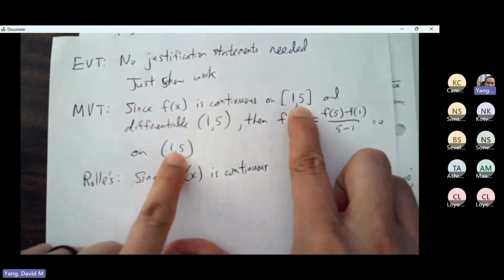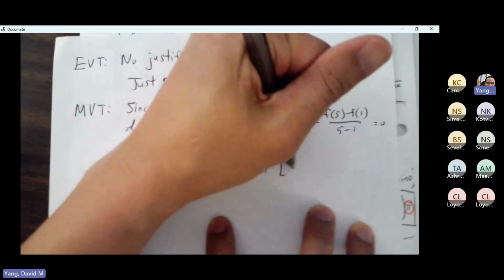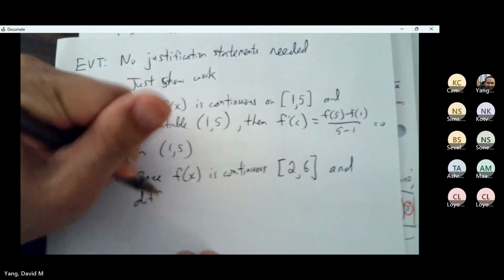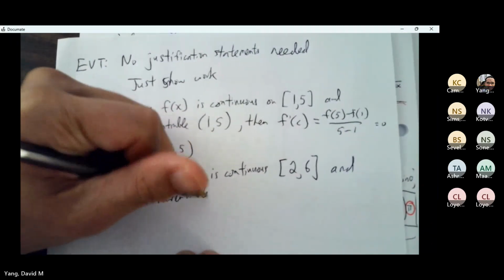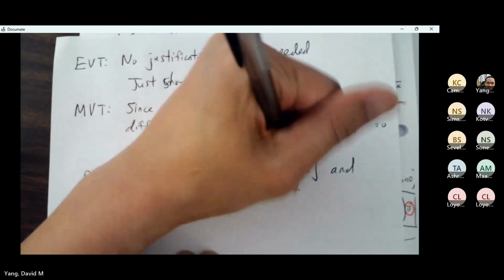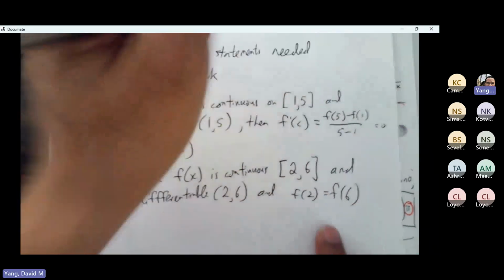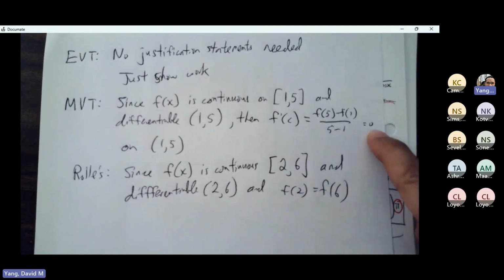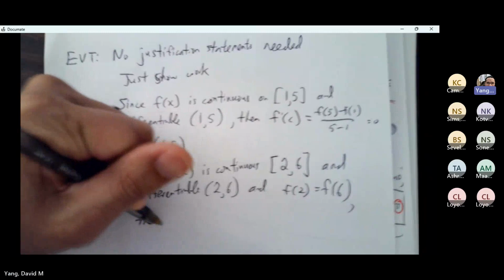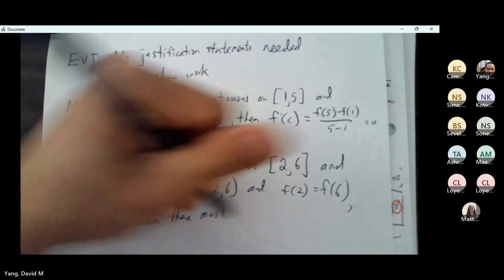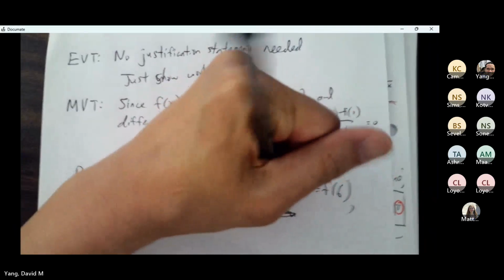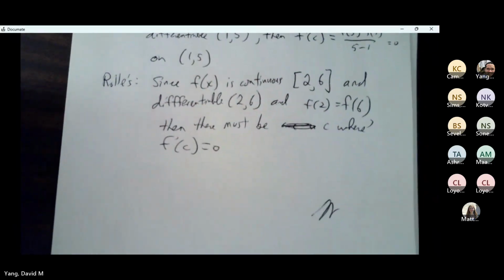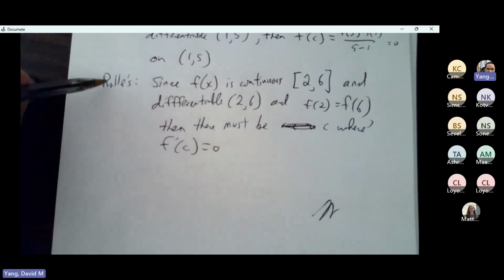And I'm just choosing some arbitrary numbers here. Obviously, you have to pick the interval that is applicable for your problem. Taking a different interval here. So you can write f of 2 equals f of 6 to indicate that is producing a slope 0, or you can say f of 6 minus f of 2 over 6 minus 2 equals 0. Then there must be a c where f prime of c is equal to zero.